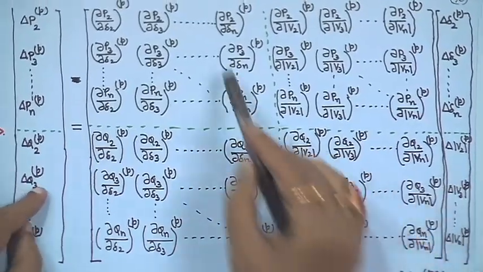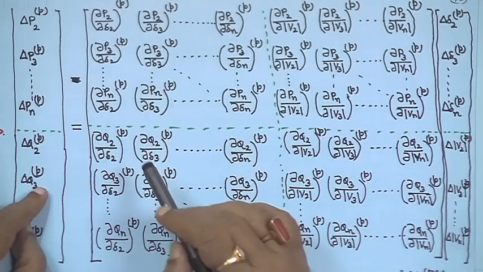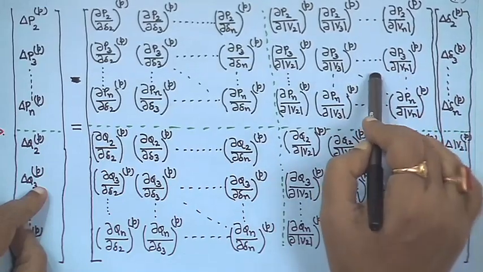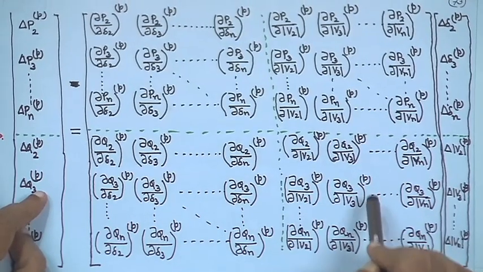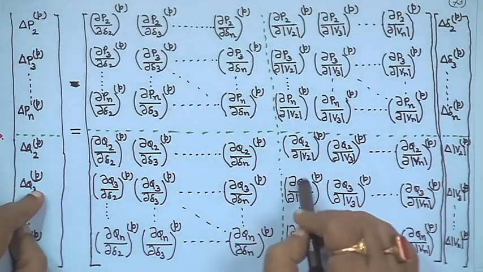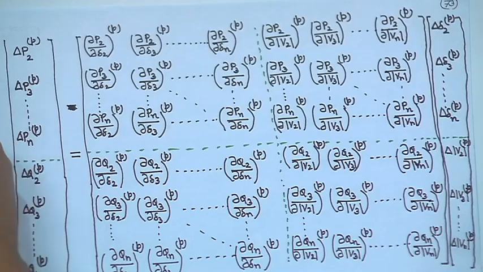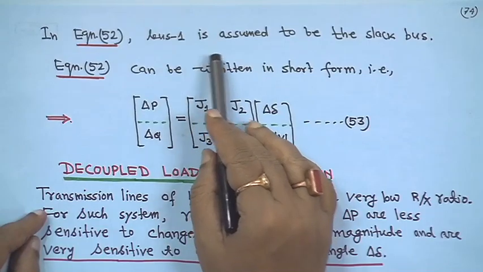This equation is n minus 1 into n minus 1, because bus 1 is a slack bus. This partition, this matrix is n minus 1 into n minus 1. This is also n minus 1 into n minus 1. This is also n minus 1 into n minus 1. That means, as a whole, the dimension of the matrix is 2 into n minus 1 by 2 into n minus 1, right. So, in equation 52, bus 1 is assumed slack bus.